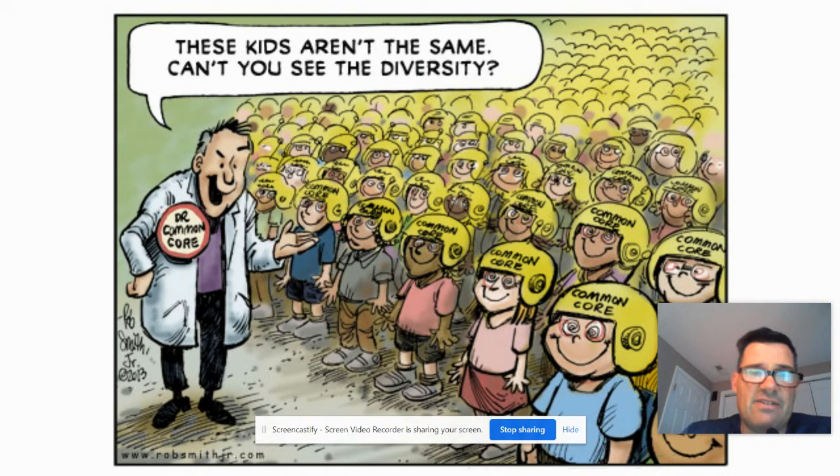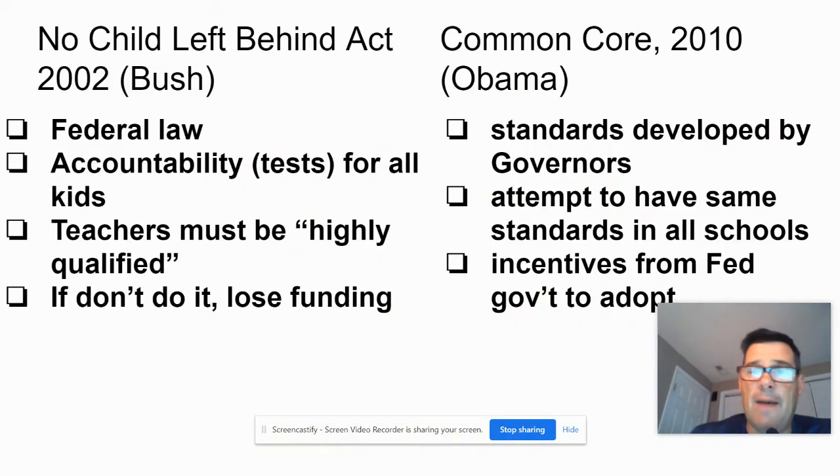And matter of fact, I had this little cartoon that I thought was funny. And he had all the kids with the Common Core helmet, and they're all kind of zoned out. And then Dr. Common Core is saying, these kids aren't the same. Can't you see that diversity? Boom. And of course, what they're learning is not diverse. They're all learning the exact same thing. That's kind of the joke behind it. All right. And so the Common Core is a little different.